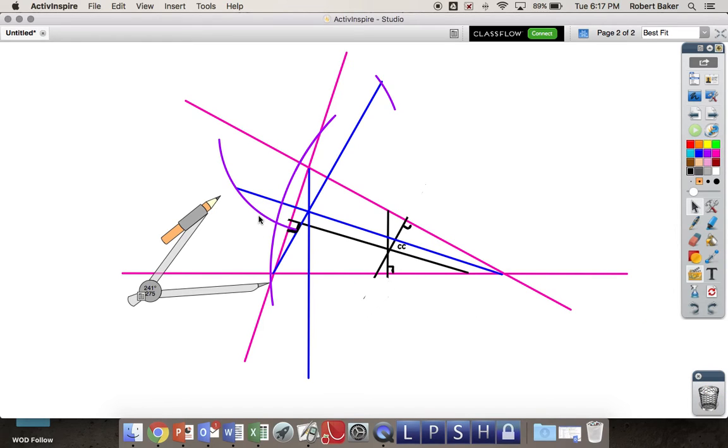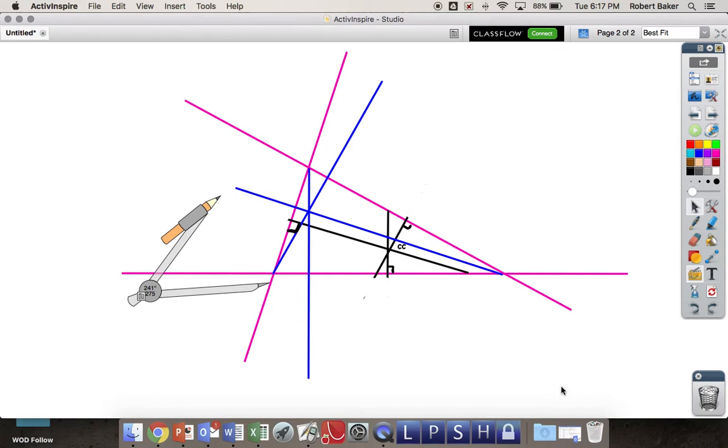Alright, let me clean some of this stuff up for you guys real quick. Alright, here's where we're at now. So I got rid of my construction marks.